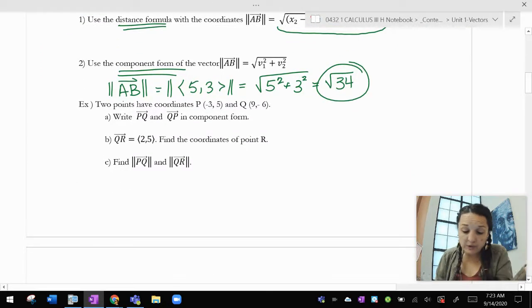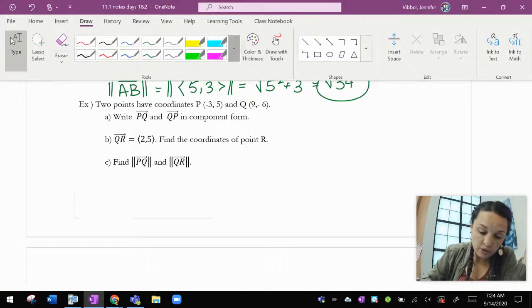Okay, so down here it says 2 points have coordinates of (-3, 5) and (9, -6). Write PQ and QP in component form. If QR is <2, 5>, find the coordinates of point R and find the magnitude of PQ and the magnitude of QR. If you think you can do that on your own, pause this for a second and then scrub to the end to where I answer it.